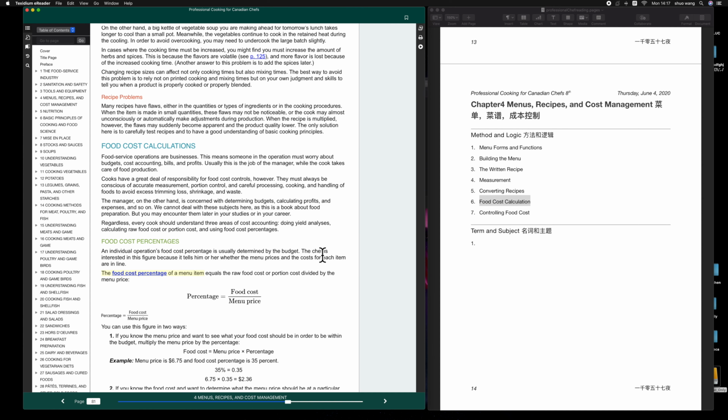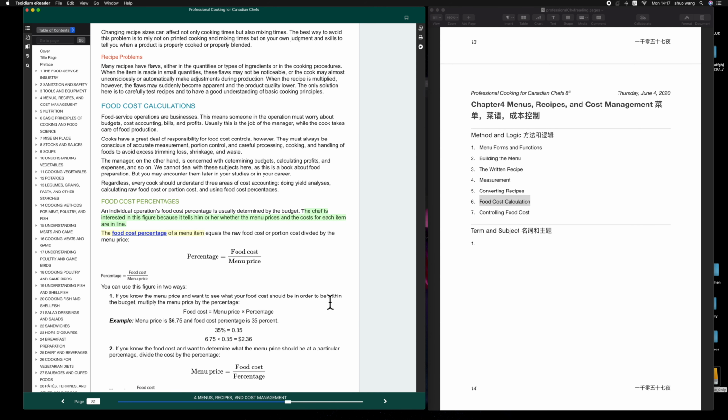看啊，chef 是对这个非常的感兴趣，而且他必须有一个基本的一个数，他要知道20%、20%、30%、35%、50%，对吧？The food cost percentage of a menu item equals the raw food cost or the portion cost divided by the menu price.